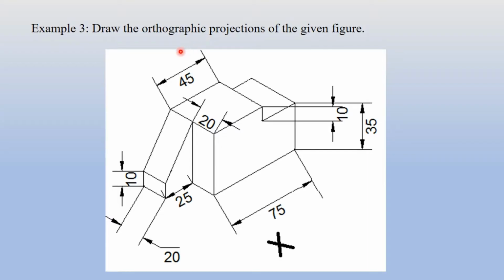So this is example number 3. Draw the orthographic projections of the given figure. So here is the given figure. This is the isometric view. And the first thing here is there is no arrow to indicate the front view.